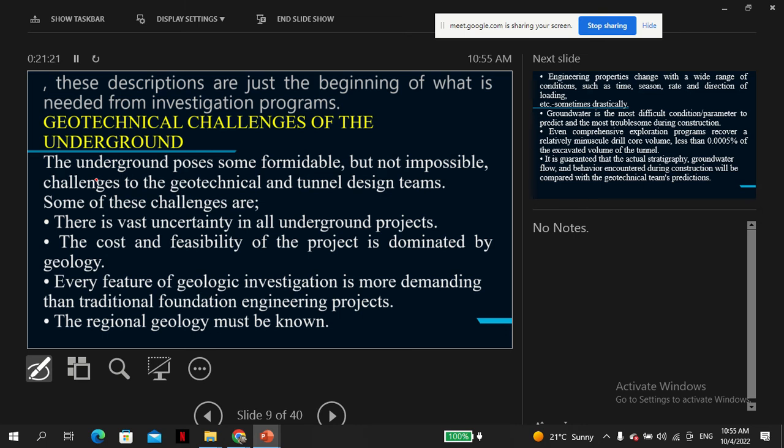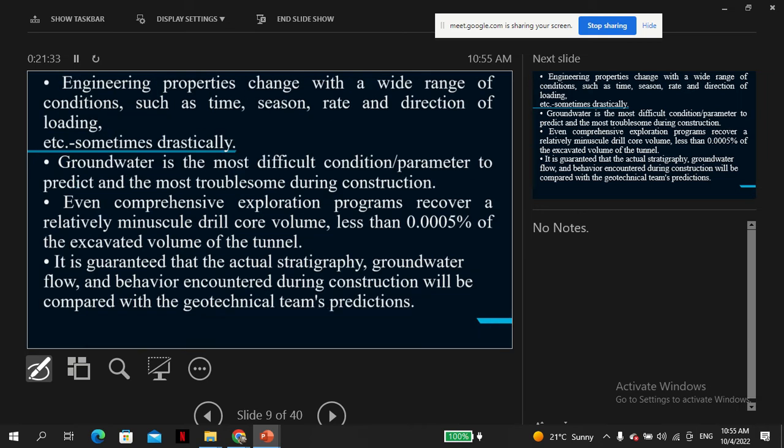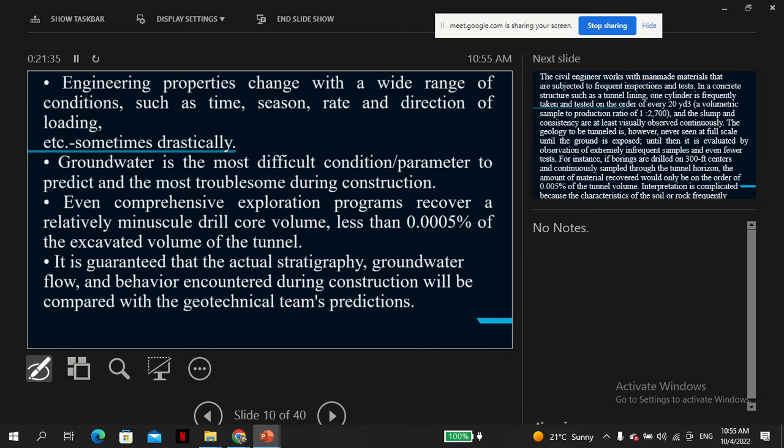Every feature of geologic investigation is more demanding than the traditional foundation engineering projects. The regional geology must be known. Engineering properties change with a wide variety of conditions such as time, season, rate, and direction of loading, etc. Some of them change drastically.